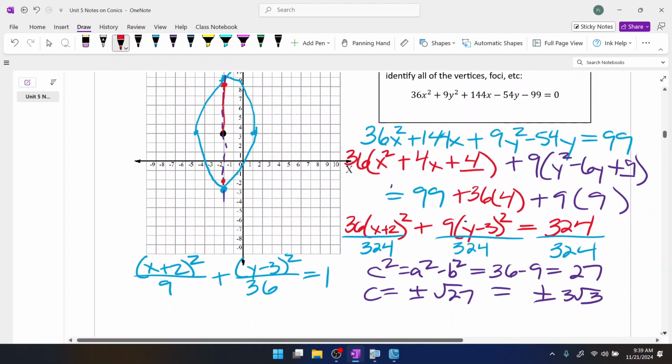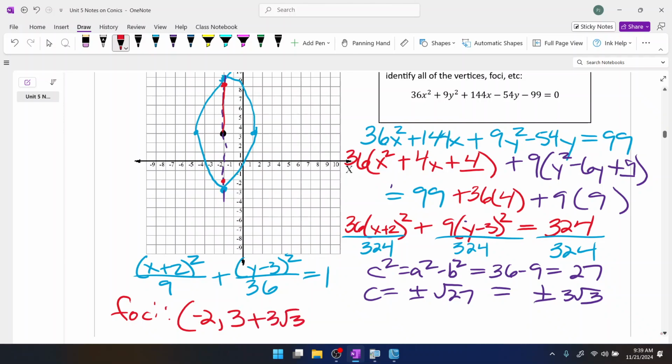So the foci are going to be at -2, and let's see here, 3 plus 3 root 3, and -2, 3 minus 3 root 3. So that's what you're going to get on that.